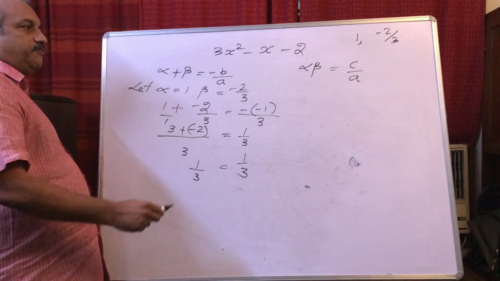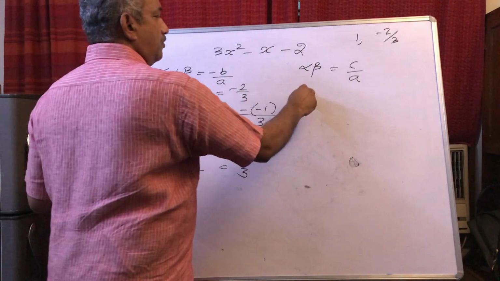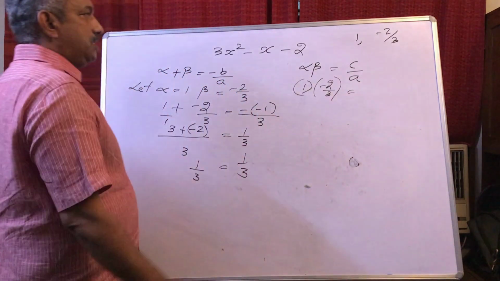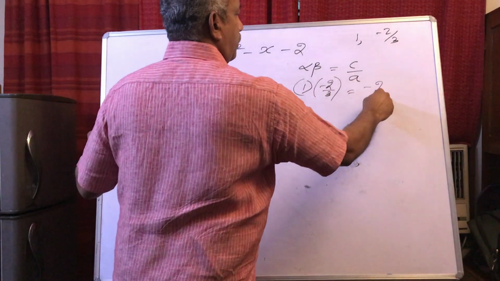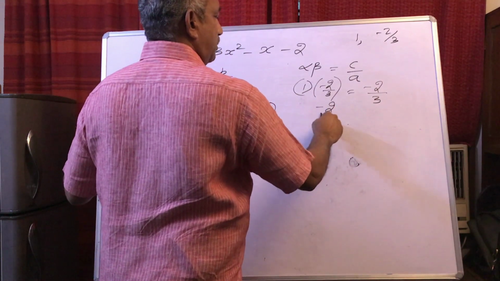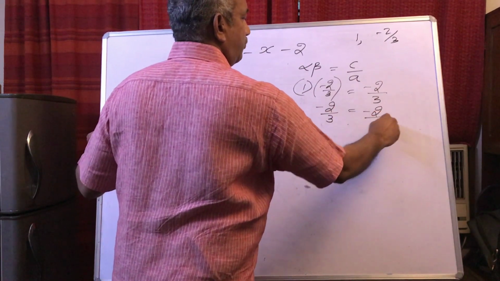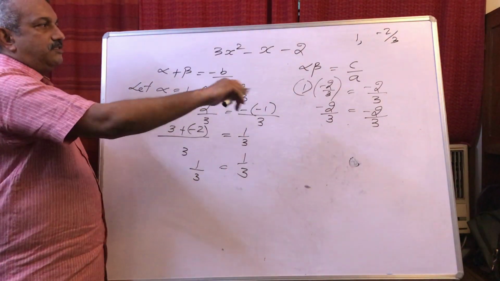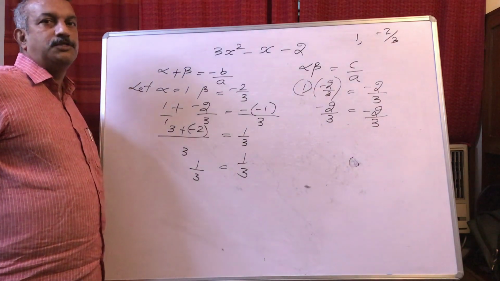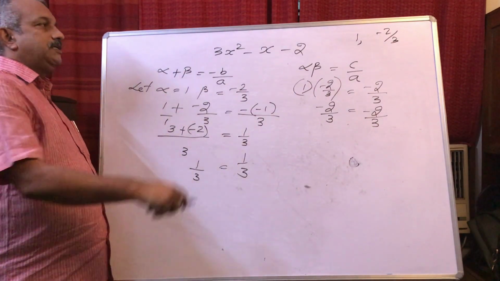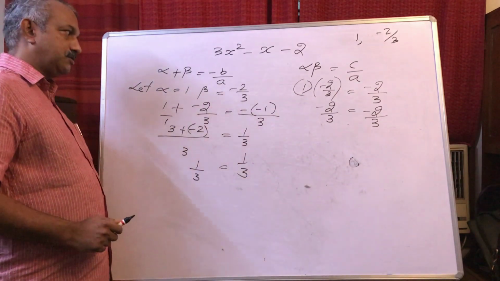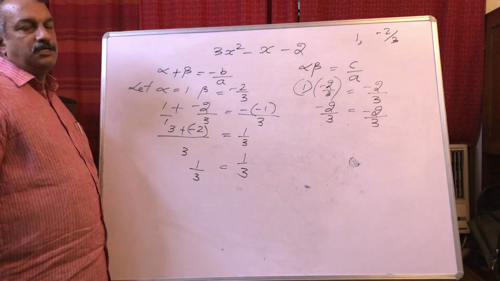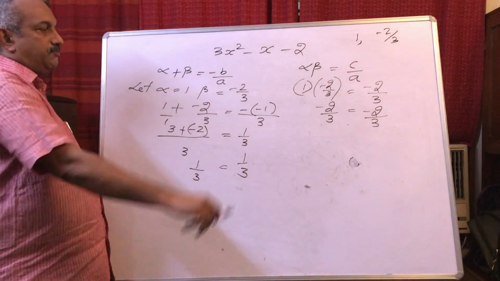Now the second one, alpha beta is equal to c upon a. Alpha beta, 1 into minus 2 upon 3, is equal to c upon a, minus 2 upon 3. Minus 2 upon 3 is equal to minus 2 upon 3, hence verified. In every quadratic polynomial, after finding the zeros, you can verify this. It's a very important question. For any quadratic polynomial, if alpha and beta are the zeros, then alpha plus beta is equal to minus b upon a and alpha beta is equal to c upon a. Like this, we can verify.